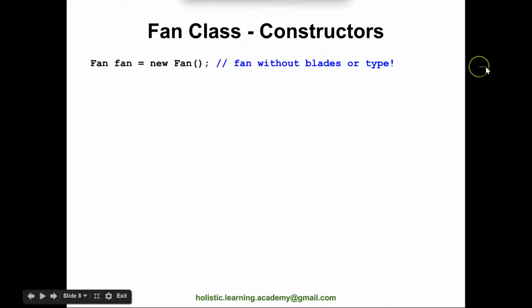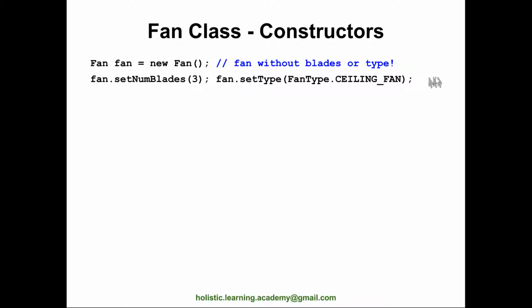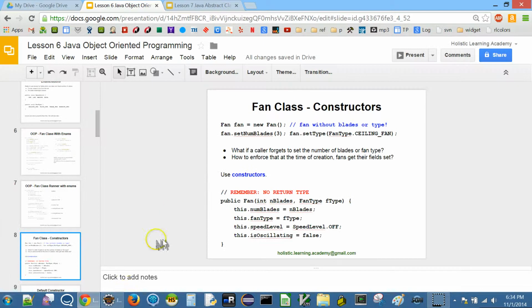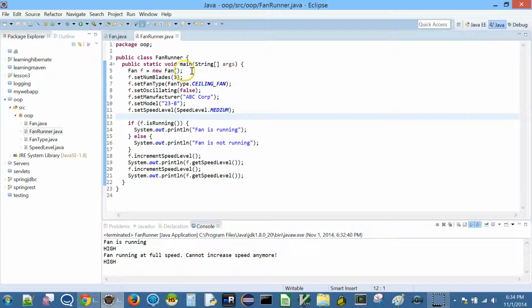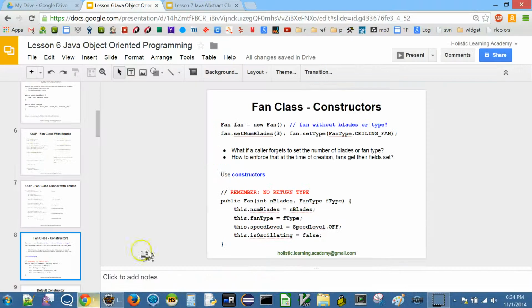So now we are going to look at fan class constructors. What are constructors, right? Now whenever we declared a fan, we declared a fan like this in the client. The fan runner had fan f equal to new fan. Now at this level, our fan has no blades or no type, right? So the caller has to set all these things like this, like what we did. Let's go back to the code again and see what we did. So we were here, we said fan, and then numblade, ceiling fan, everything we set here.